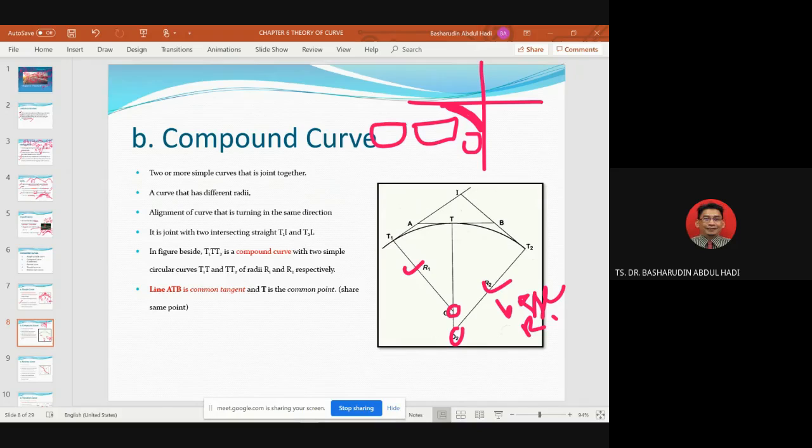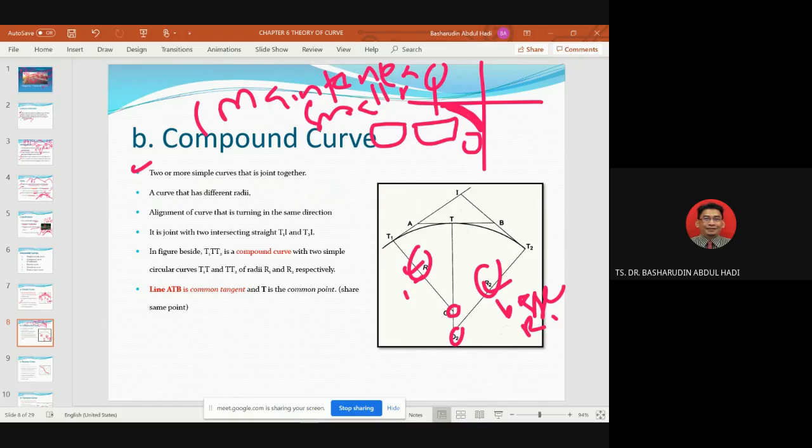Sometimes maybe the signboard is here, so we cannot avoid it. We cannot avoid something like a signboard, or utilities like telecommunications cables, electrical cables, or water supply. So we must have two radii. We call it a compound curve, which is normally for maintenance works and small radius. It is two or more simple curves joined together.